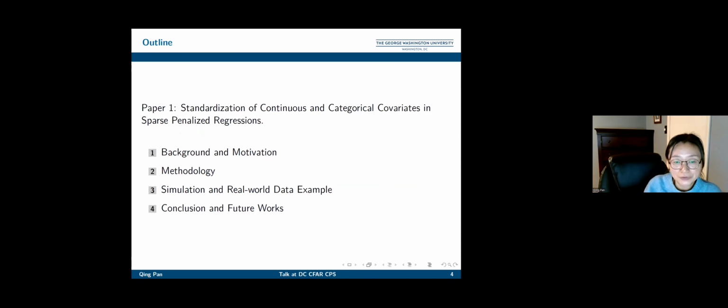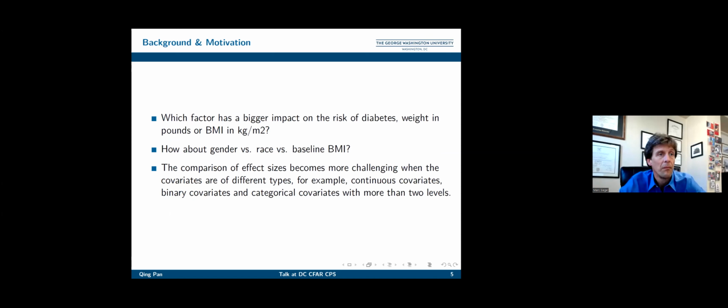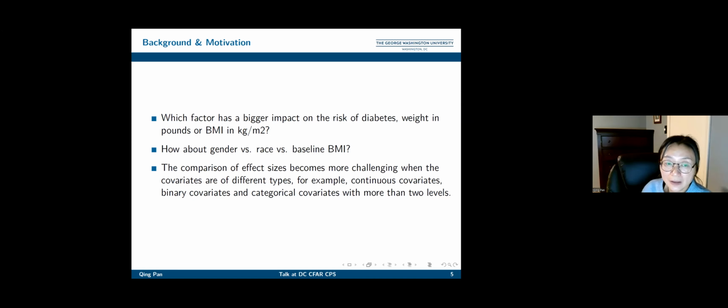So the first half is: why do we have to standardize covariates, and what do we propose? In clinical studies, in collaborations, a lot of times the collaborators will ask me which factor has a bigger impact on the outcome. For example, the outcome could be risk of diabetes, weight, mortality rate, or anything you are interested in. But when they ask, they're naturally referring to comparing impacts, like weight in pounds or BMI. So that is a little hard.